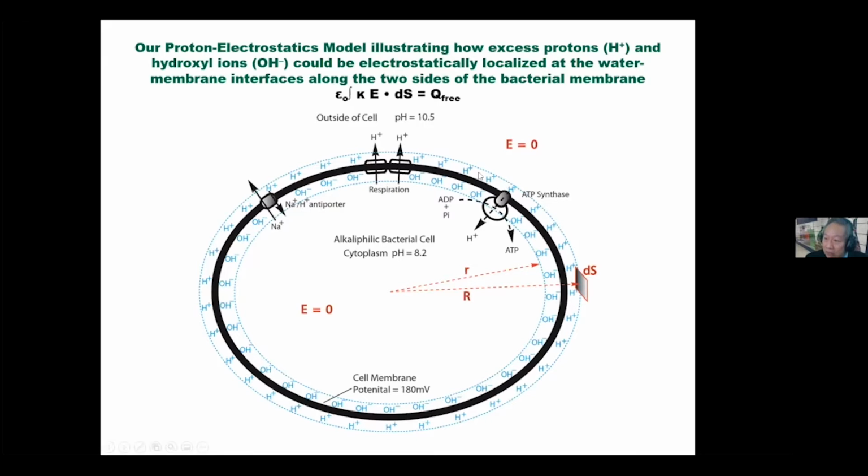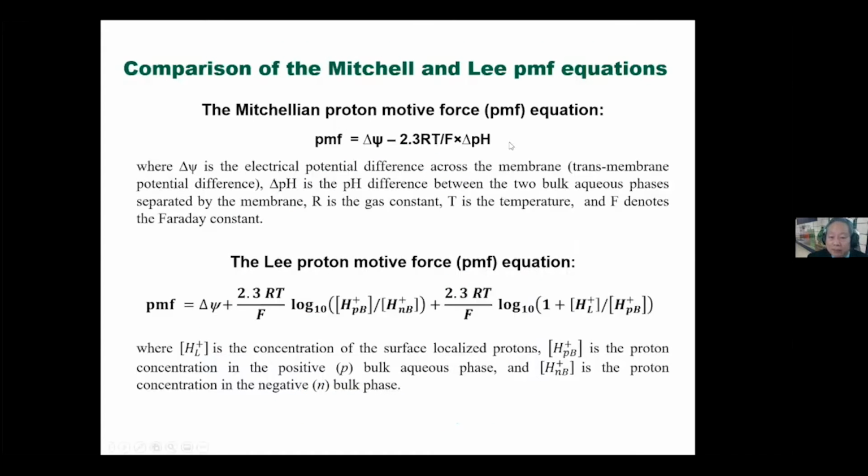But you need a modified equation, because the textbook equation never talks about it. They are not aware that something like this is going on. So what will be the correct proton motive force equation? Now remember, this is the existing proton motive force equation in the textbook. It's PMF equals the membrane potential minus 2.3 RT over the Faraday constant times the pH difference across the membrane. So that's in the textbook.